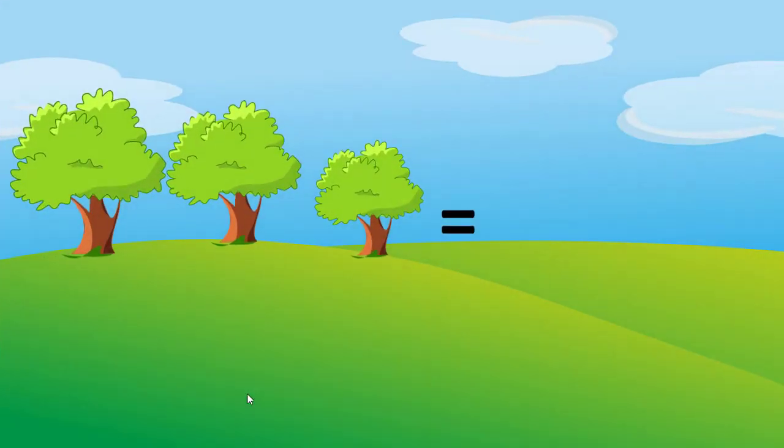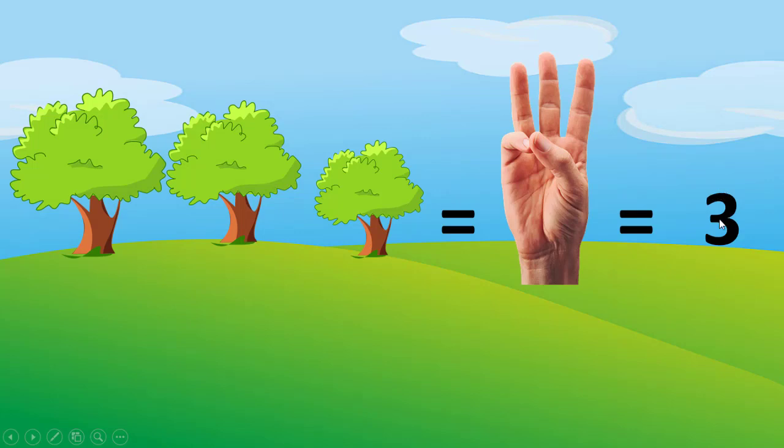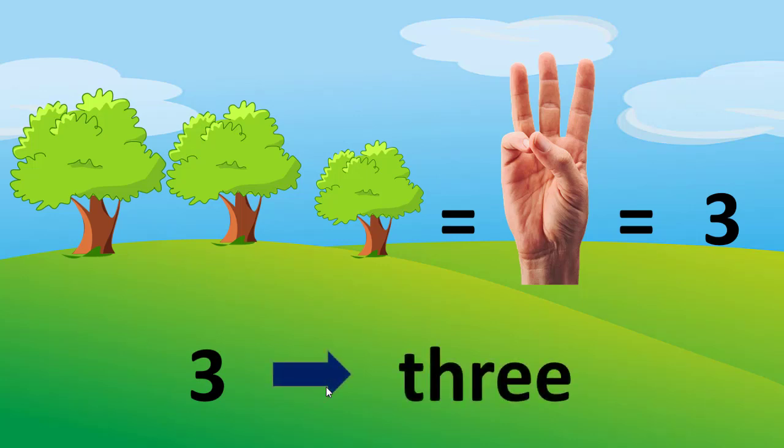Similarly, as you can see, there are 3 trees, 1, 2 and 3. There are 3 trees, digit 3, and the number name of 3 is THREE.